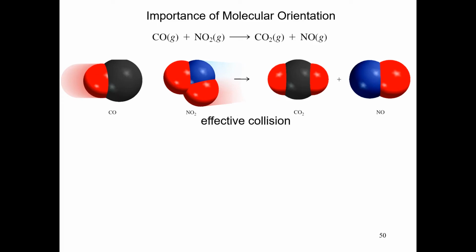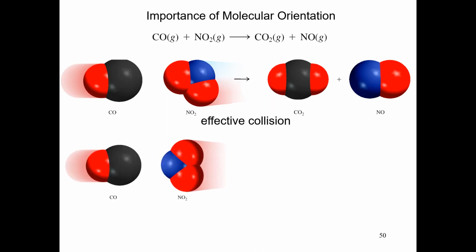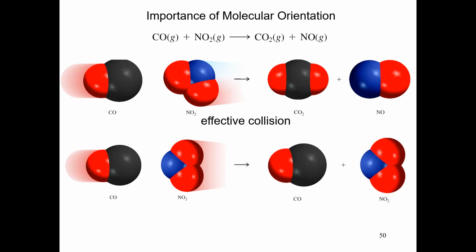Now, what happens if instead of this effective collision, we have the following? Notice that in this case, the carbon of the CO is colliding with the nitrogen of the NO2. That is not what we're looking for. And so what's going to happen is they're just going to bounce off of each other because that is not an effective collision. This is an ineffective collision.